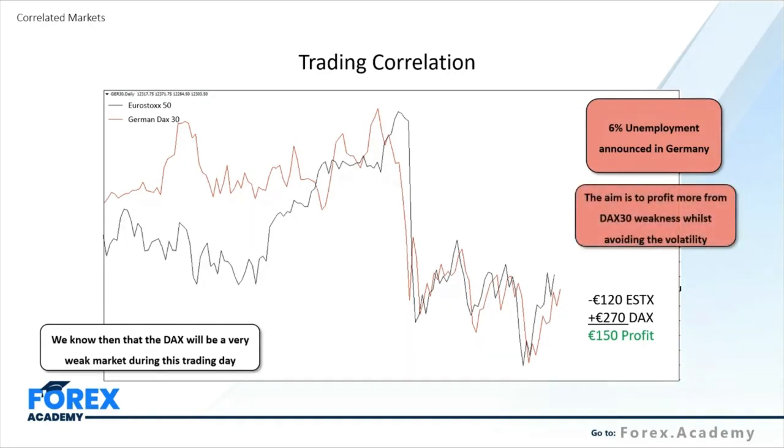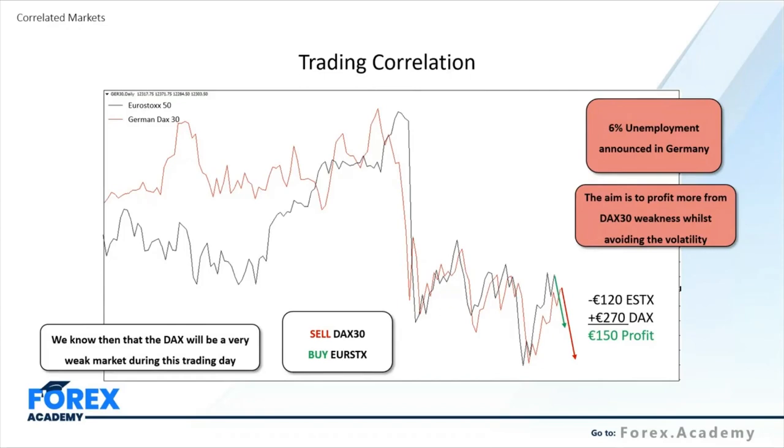The aim is therefore to profit more from the DAX weakness whilst trying to avoid the volatility. So if we take a short position here, we look to sell the DAX given the weakness and buy the Euro Stoxx. We're going to have a move to the downside in both markets, but the greater move is going to be in the weak market, and we can use what is known as spread ratio, which we'll discuss in many of our other webinars. It's a mathematical equation to find the spread ratio given there's a pip value for each of these markets. We're likely to find something like a 120 euro loser in the Euro Stoxx while performing a 270 euro winner in the DAX. That overall has a profit of 150 euros.